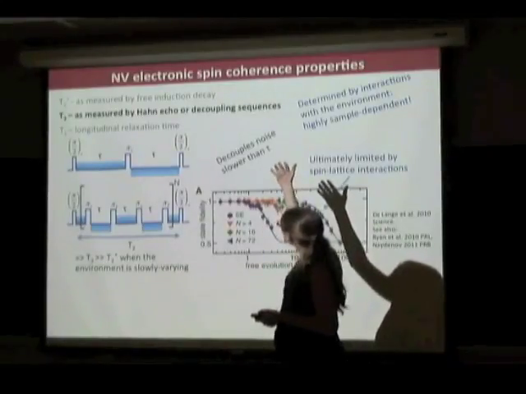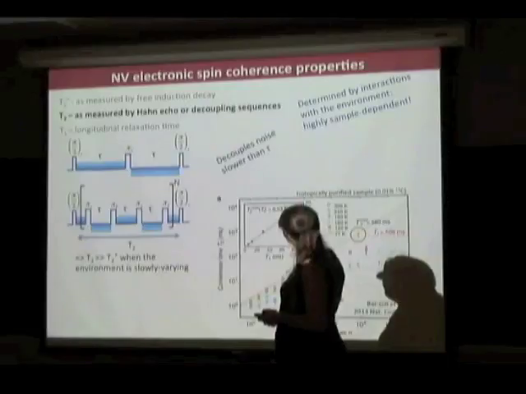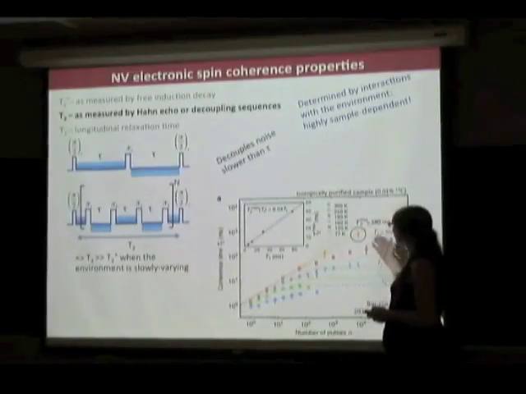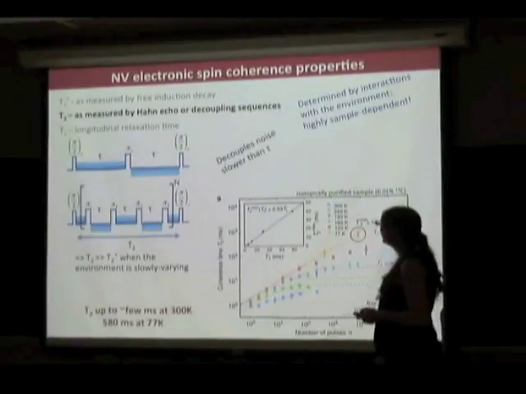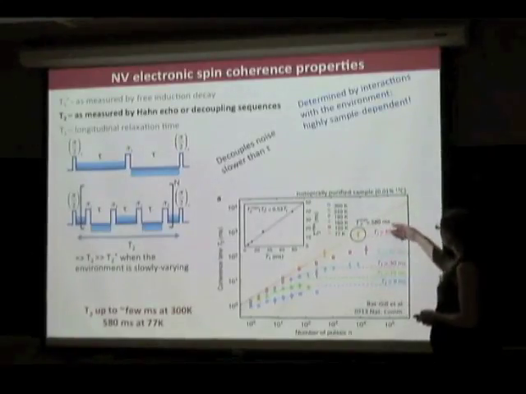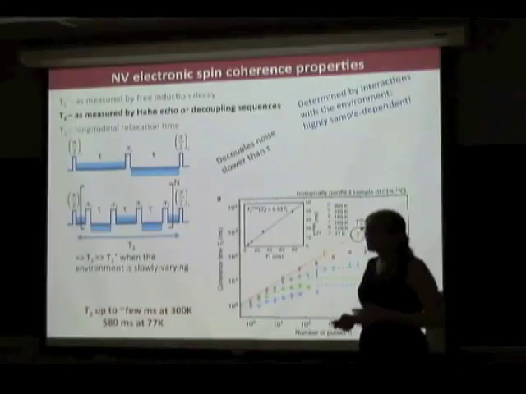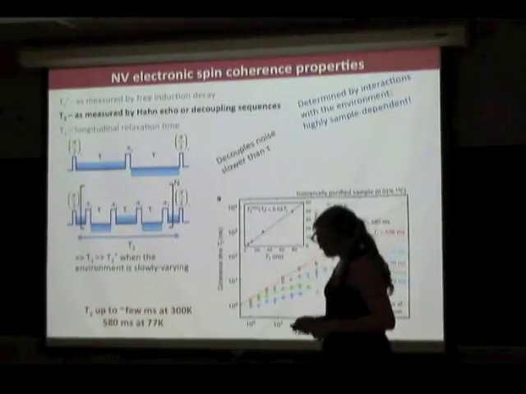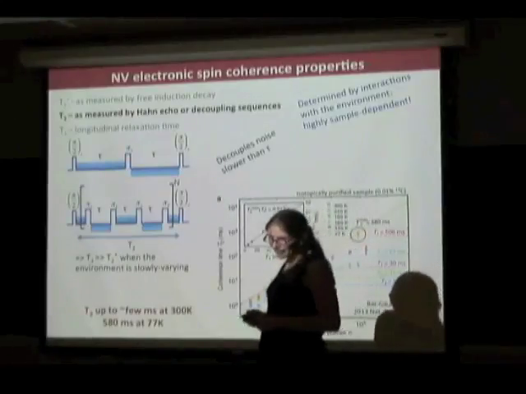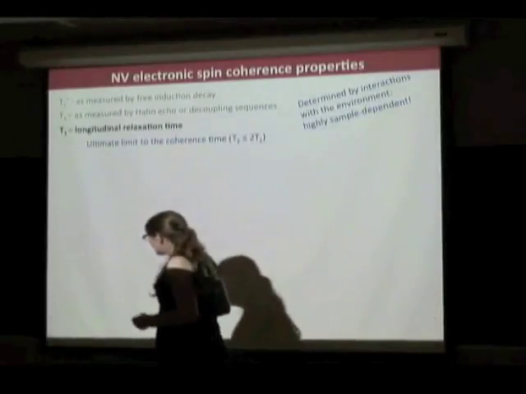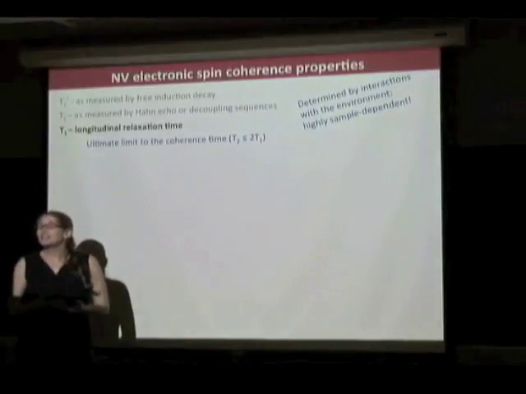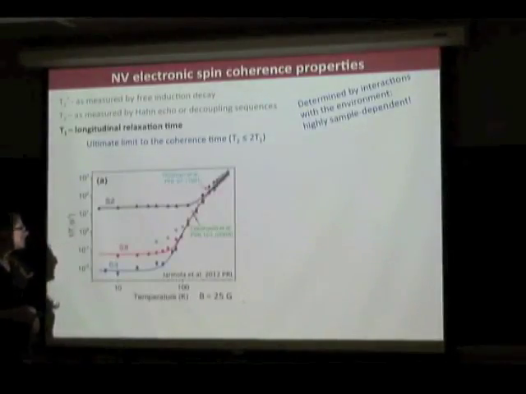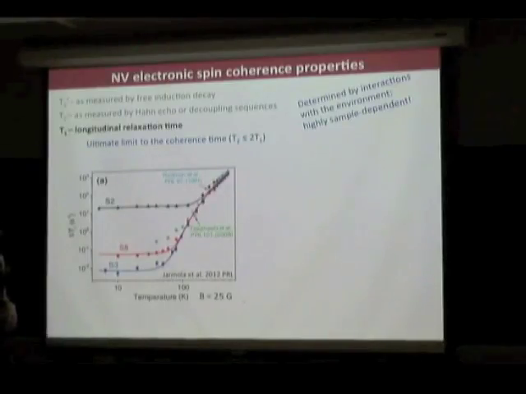And so indirectly, T2 also depends on temperature, with the best number that I know of anyway being measured at about 77 Kelvin in an ensemble of NV centers that showed a T2 time under dynamical decoupling with CPMG of about 580 milliseconds. Okay. And indeed, ultimately, the coherence times of the NV centers are limited by spin lattice relaxation, which depends on the temperature and also on the purity of your sample.